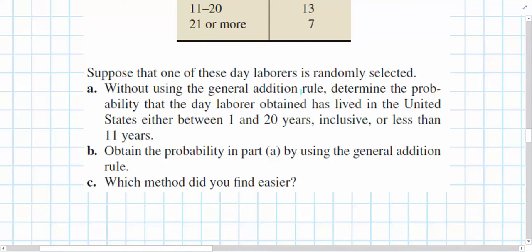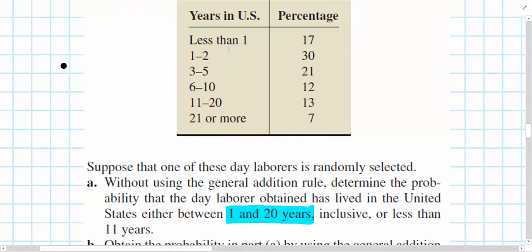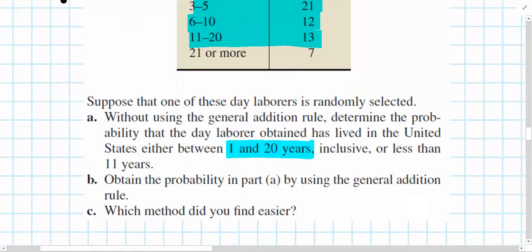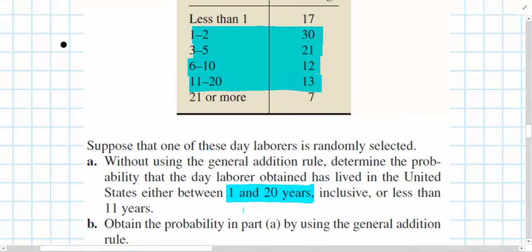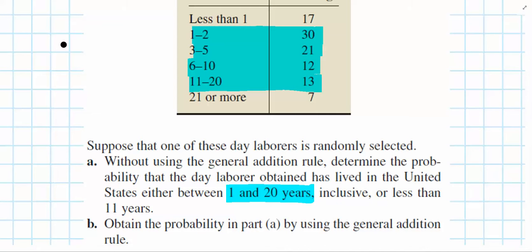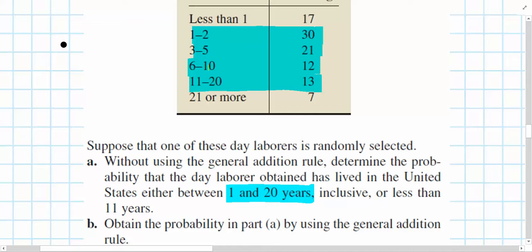So to say that a laborer lived in the United States between 1 and 20 years, according to this chart, would look something like this. So here's the group of laborers that lived in the United States between 1 and 2 years, 3 and 5, 6 and 10, 11 and 20. So this is the group that's between 1 and 20 years inclusive. And then the group that lived in the United States for less than 11 years, well, that would be this group here, and I'll try to highlight that in yellow. We'll see what this looks like. So less than 11 years would be this group.